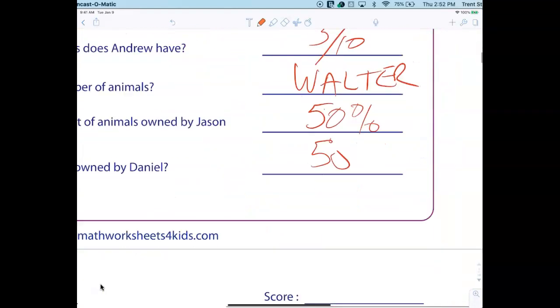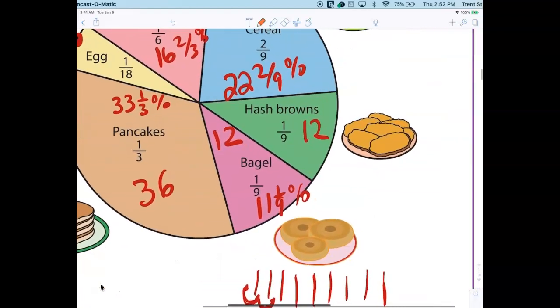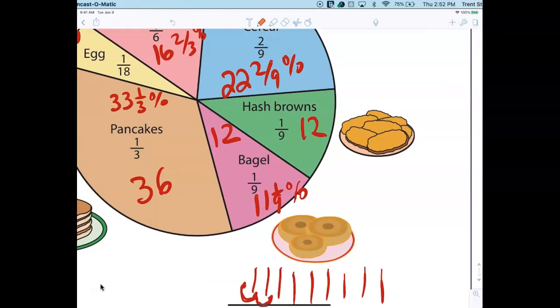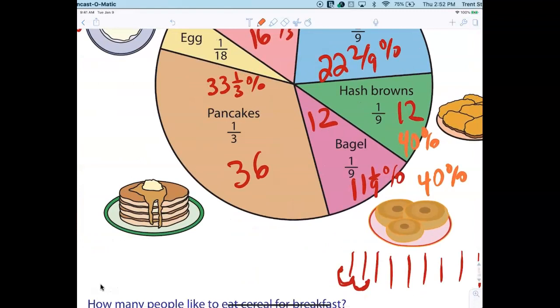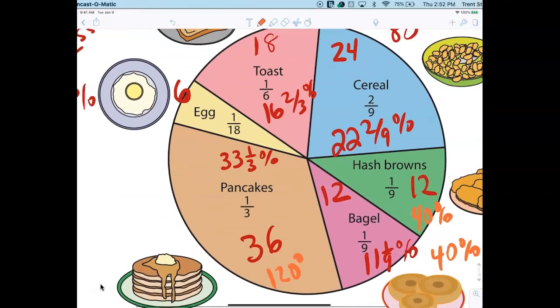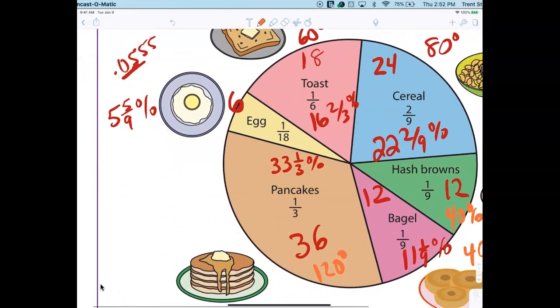All right, so what fraction is the hash browns? 40 degrees, right? Everybody's putting 40 degrees. And then what about the bagel? Same thing, right? 40 degrees. And then somebody tell me about the pancakes. 120 degrees. And then do we do the egg? 20 degrees is the egg.